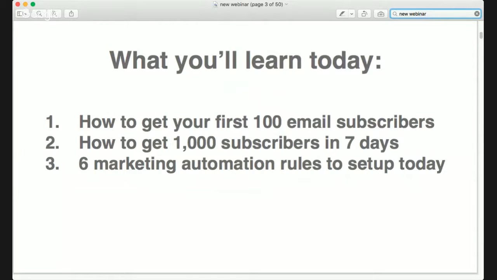So once you've got that first 100 or your next 100, then how to get 1,000, how to take that to the next level. And then we'll talk about more ConvertKit specific things in this. We'll go over some automation rules that you can set up today inside of a ConvertKit account.